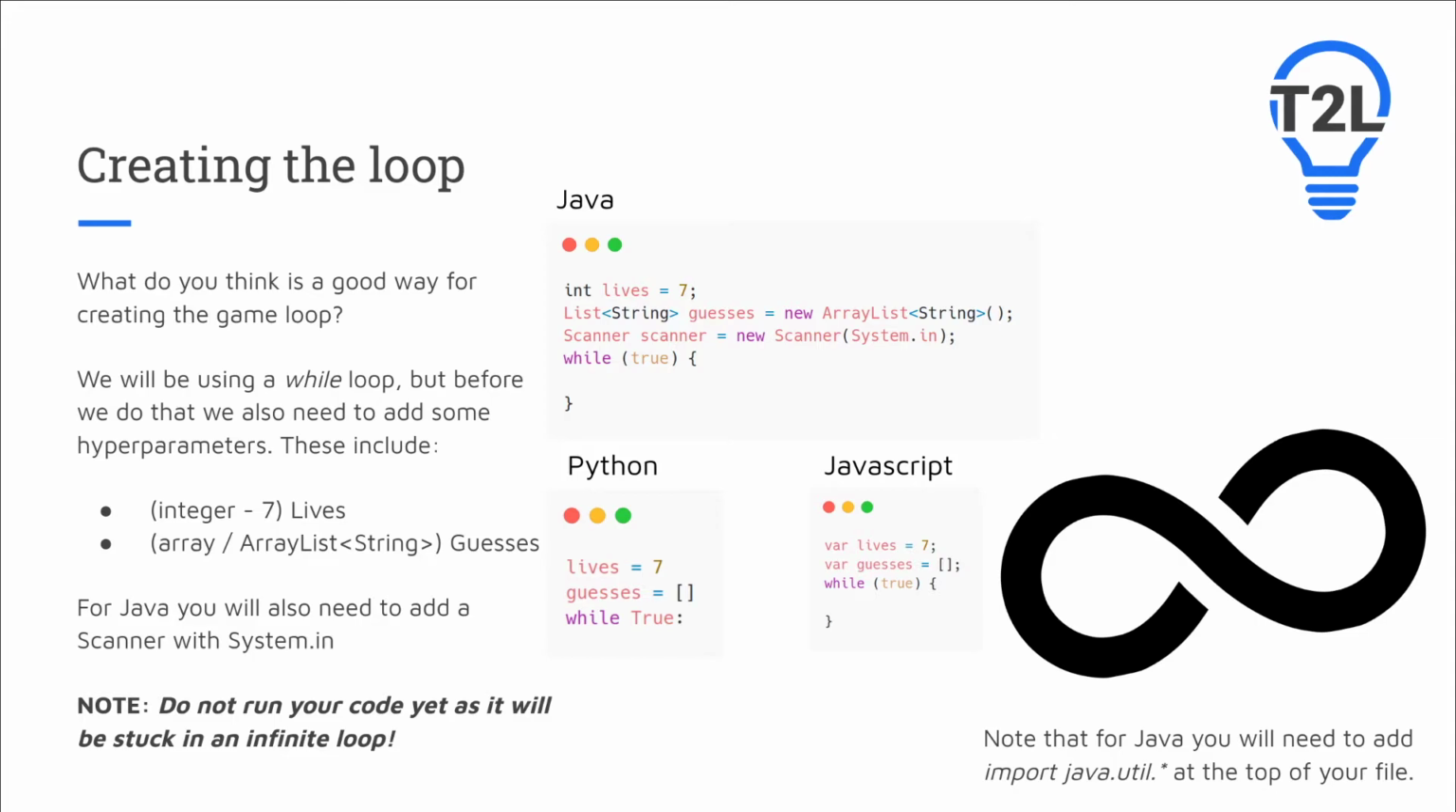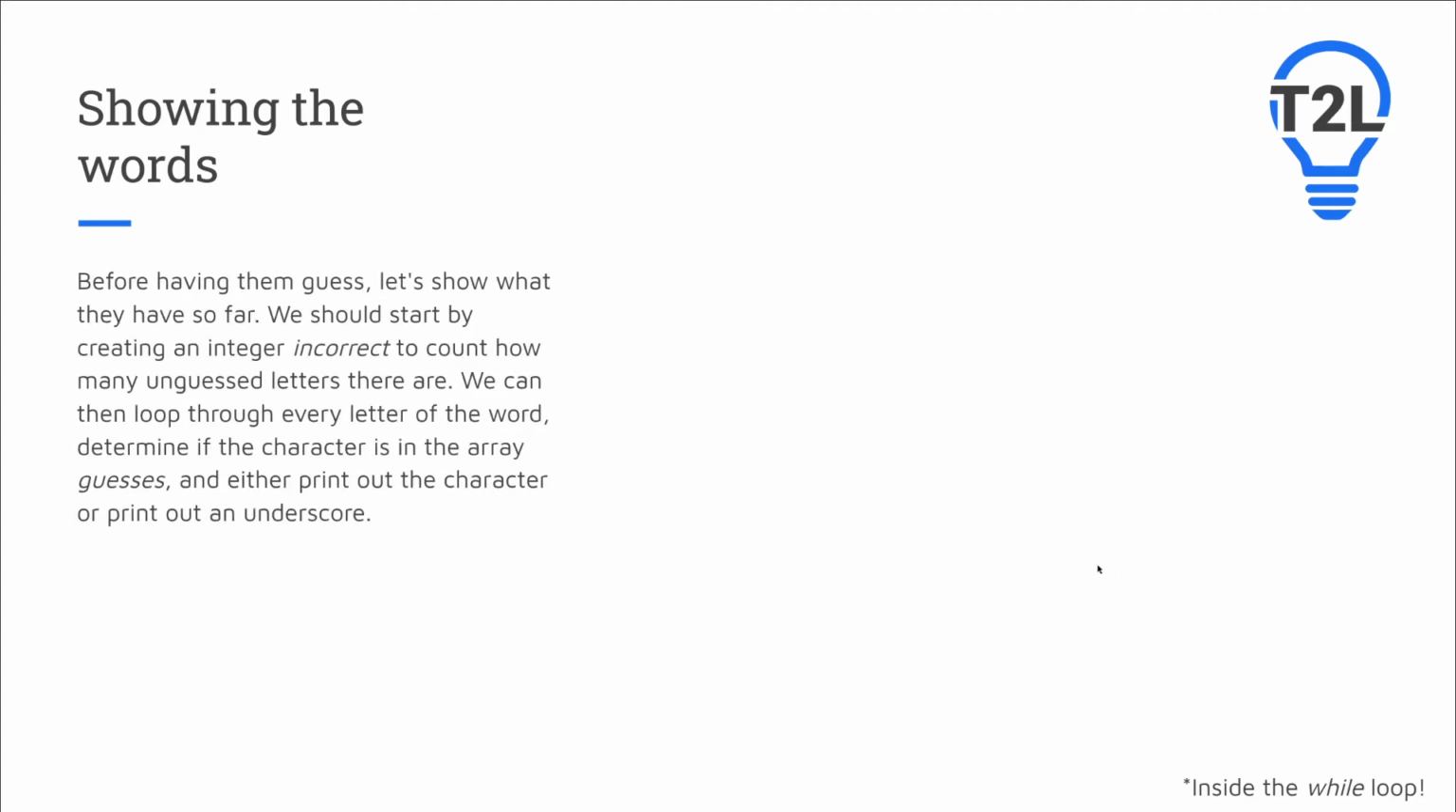Five. Okay, cool. So next up we've got to show the words, right? And note all of this is inside the while loop. So before having them guess, we need to show them what they have so far. Now, we're also going to be creating an integer called incorrect, just to count how many incorrect guessed letters there are. And this can help us see if the player wins later on.